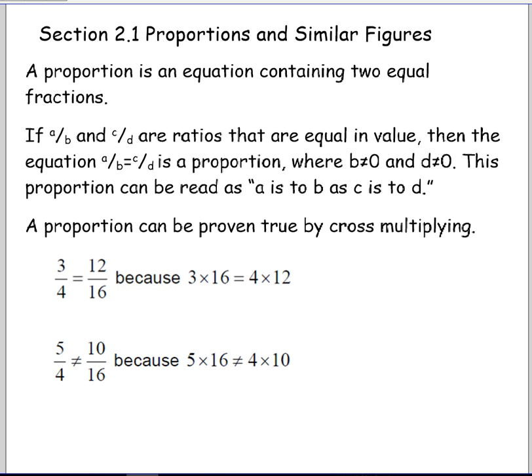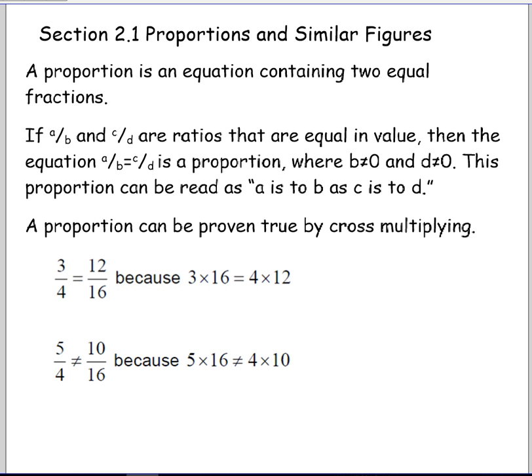So if A and B and C and D are those ratios or fractions that are equal in value, then the equation A over B is equal to C over D. It is a proportion where B and D, or the denominators, cannot equal 0. This proportion can be read as A is to B as C is to D.